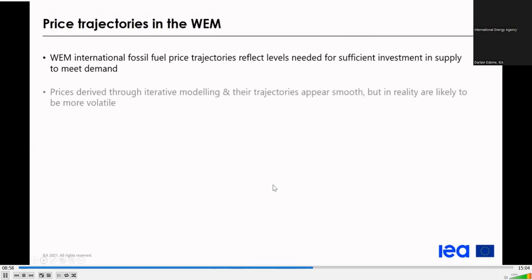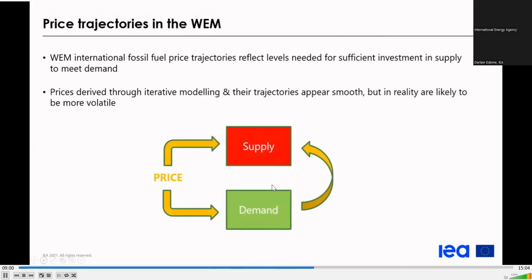In this exercise, prices are derived through iterative modeling, and their trajectories are smooth and linear, even though we know that in reality, prices of oil, for example, are very, very volatile. We could have a more volatile and less smooth trajectory, but this is not the goal of this modeling exercise, where we want to have long-term trajectories.